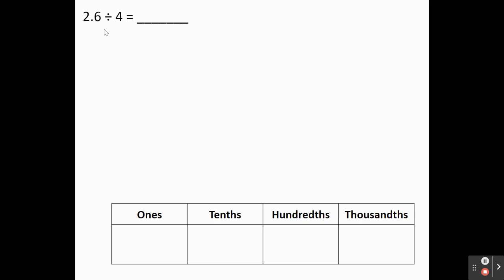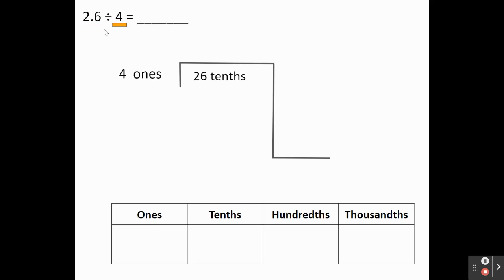Now let's divide 2 and 6/10 by 4. First, we're going to draw the partial quotient symbol. Inside, we're going to put the dividend, or the first number. This is the total amount that we have that we're dividing. We have 26 tenths. We're dividing by 4 ones, so that's going to go on the outside.